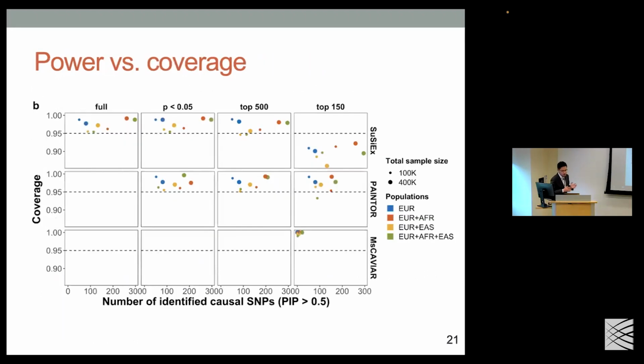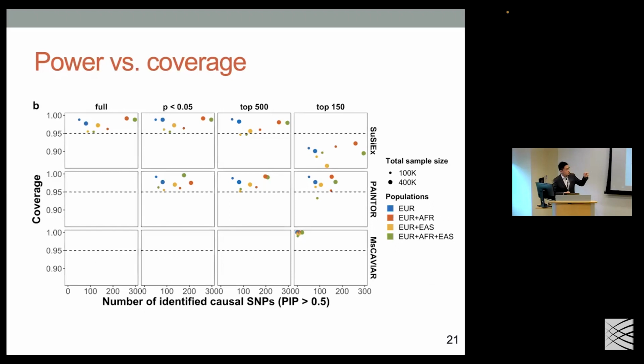Then we use this figure to compare the performance. The x-axis is the number of identified causal variants with PIP greater than 0.5. Greater than 0.5 means we can find a dominant variant in each critical site. And the coverage has the same definition, something like the accuracy.